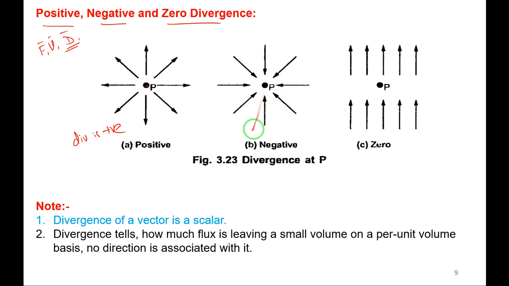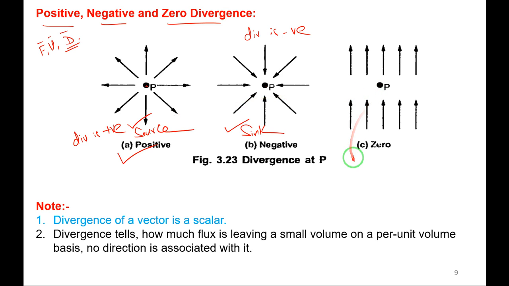Then in the second case, you can tell this is the source. Whenever we have a source, the divergence is positive. Whenever we have a sink, the divergence is negative. You can observe here at point P, the field lines are entering in all the directions. Hence the divergence is negative. So divergence is negative for the sink, and divergence is positive for the source.